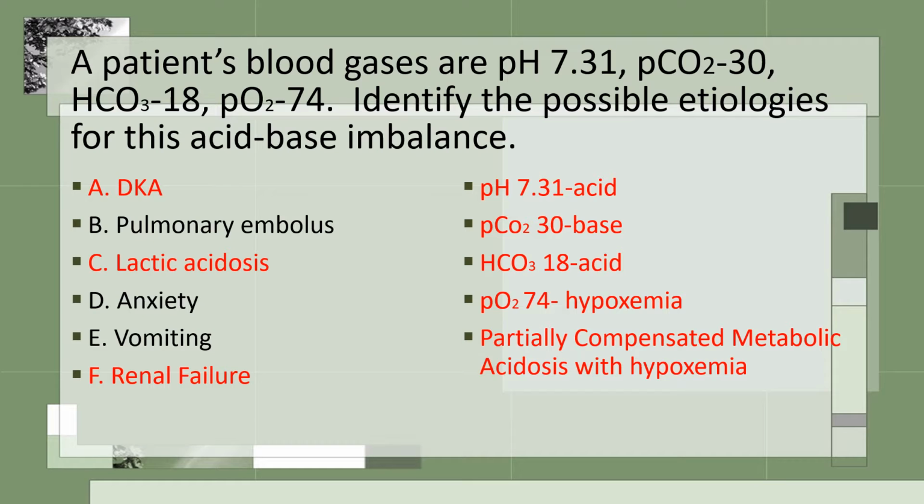So what does that mean? It's partially compensated metabolic acidosis with hypoxemia. Your pH is determining that it is an acid, and that matches your bicarb, which is also an acid. And then when the CO2 and the bicarb are opposite, that means that you have some compensation there, so it's partially compensated. The etiologies of this metabolic acidosis could be DKA, lactic acidosis, or renal failure.